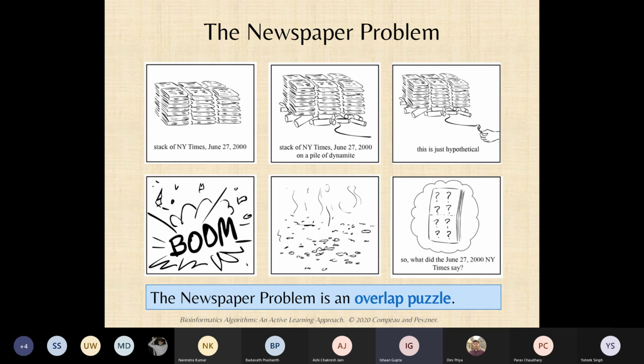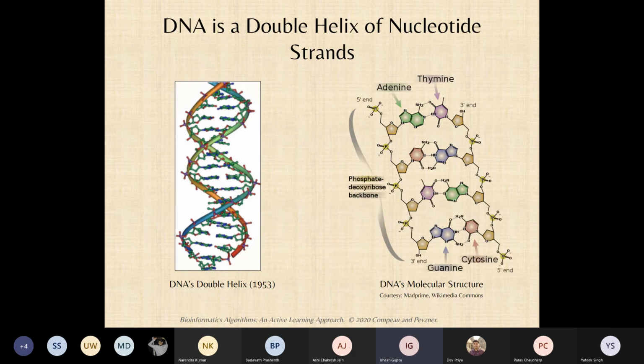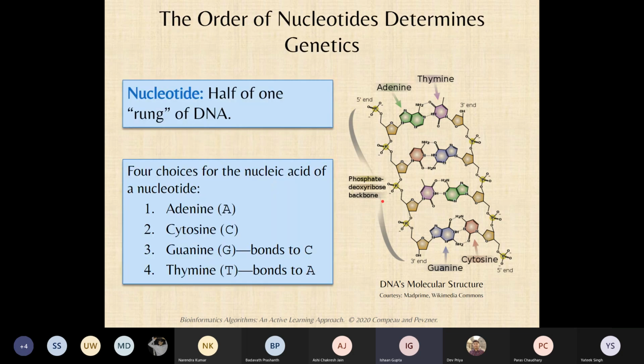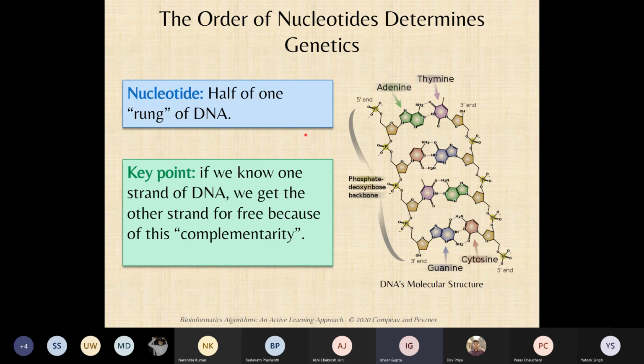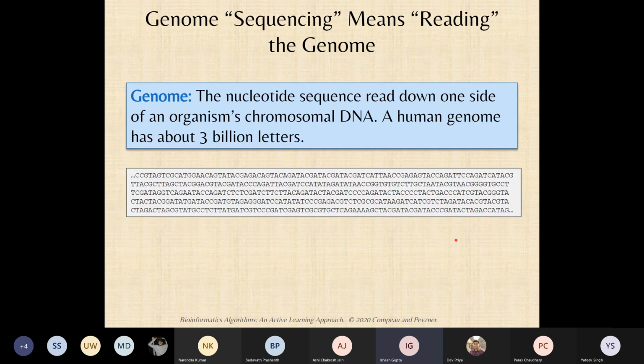Okay, so the idea that you have to take these pieces and overlap them is what's called the overlap puzzle problem. Now again, what does it have to do with biology? When you talk about a DNA molecule, it's double stranded, right? So for every A there's a T on the other strand and for every G there's a C on the other strand. So this means that the nucleotide sequence is actually one half of the double stranded DNA, so if you have the sequence of one strand of DNA, you get the sequence of the complementary strand for free.